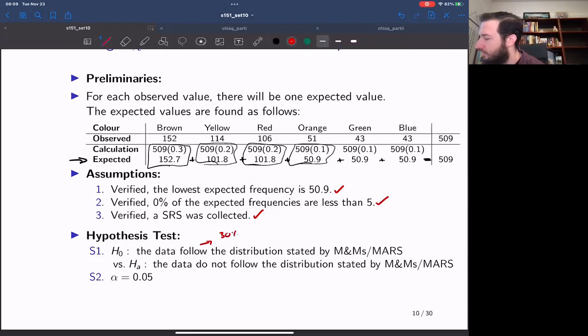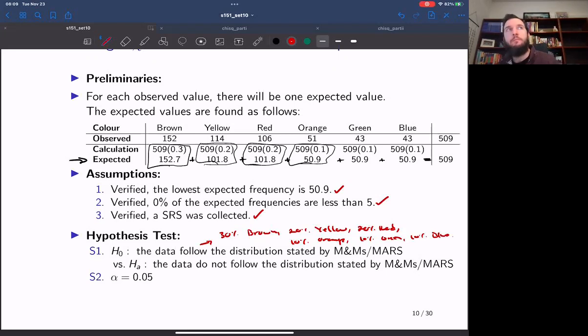30% brown, 20% yellow, 20% red, 10% orange, 10% green, 10% blue.